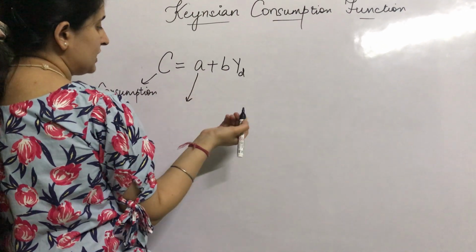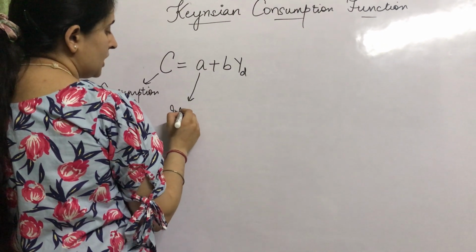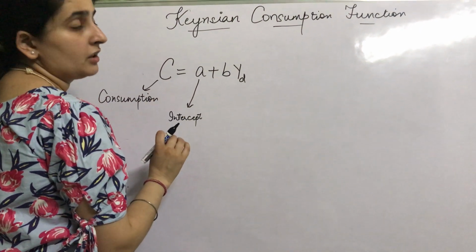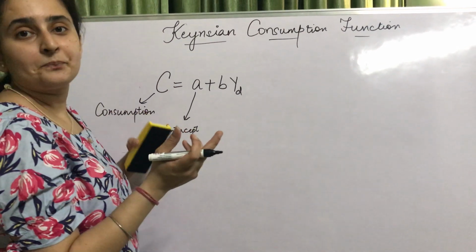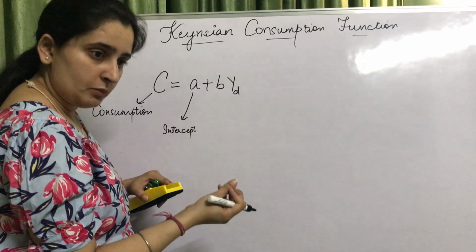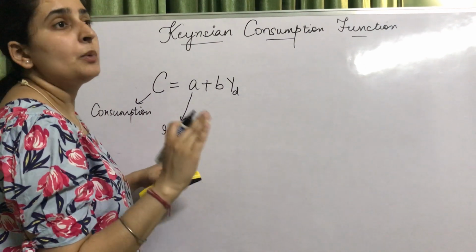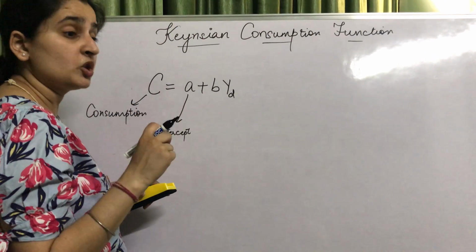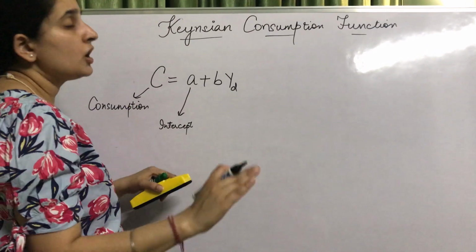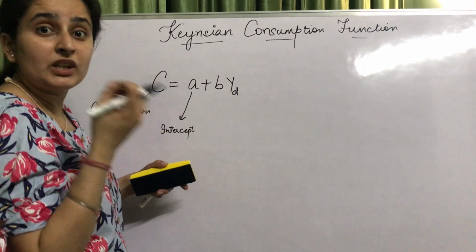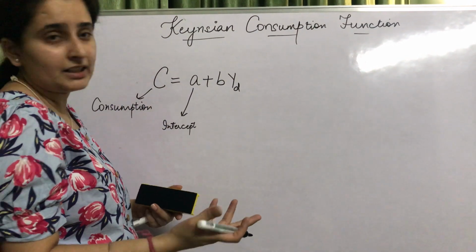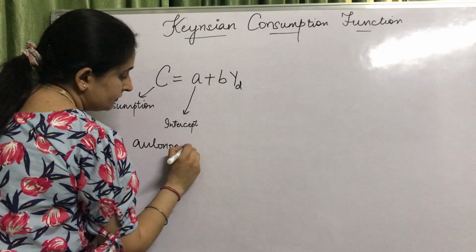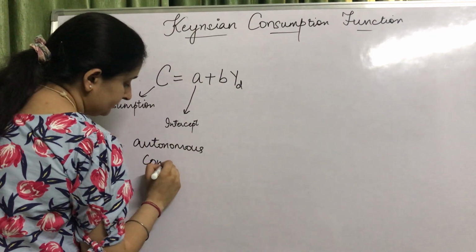Now what is A? You will say, ma'am, what is A? A is the intercept term. It denotes autonomous consumption. What is autonomous consumption? It is the level of consumption that does not depend upon the level of income. There is some part of our consumption that is independent and does not depend upon anything. Why? Because we need to consume something to survive, right? So this is A, that is autonomous consumption.